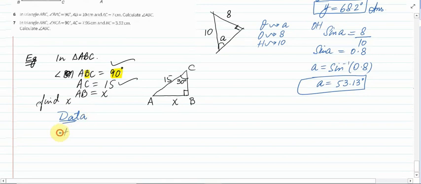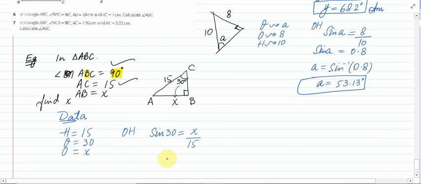So hypotenuse is 15, angle is 30, and opposite is X. Opposite is Y, it faces the angle. Now O and H, it's not O, it's basically opposite and hypotenuse. So we are going to apply sine here. Sine, angle is Y, opposite is X, and hypotenuse is 15.